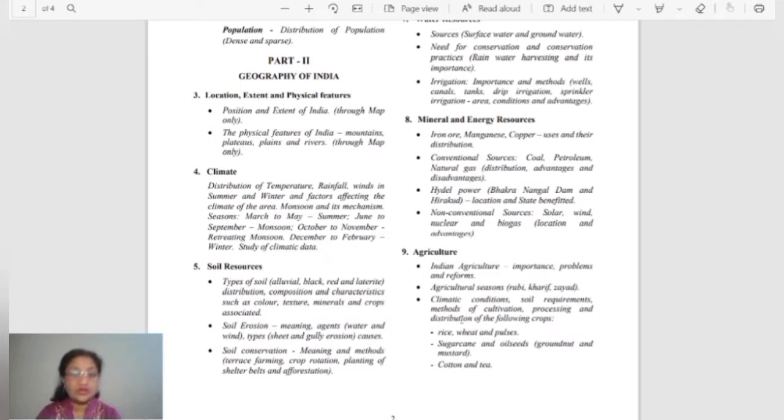Which topics do you have to cover? Number one, the climatic conditions required for all these crops. Number two, the soil conditions, in what type of soil these can grow well. Number three, the various methods of cultivation. In different crops, different methods are used. Then their processing, which is very important, and the distribution of these crops, in what part of India they are found maximum. So all these things you have to cover related to these crops.